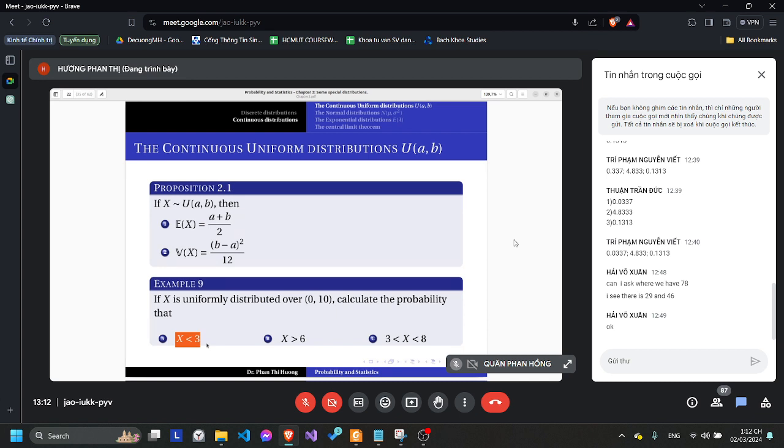Probability of S less than 3 will be... everyone. What is the probability of S less than 3? It's easy.